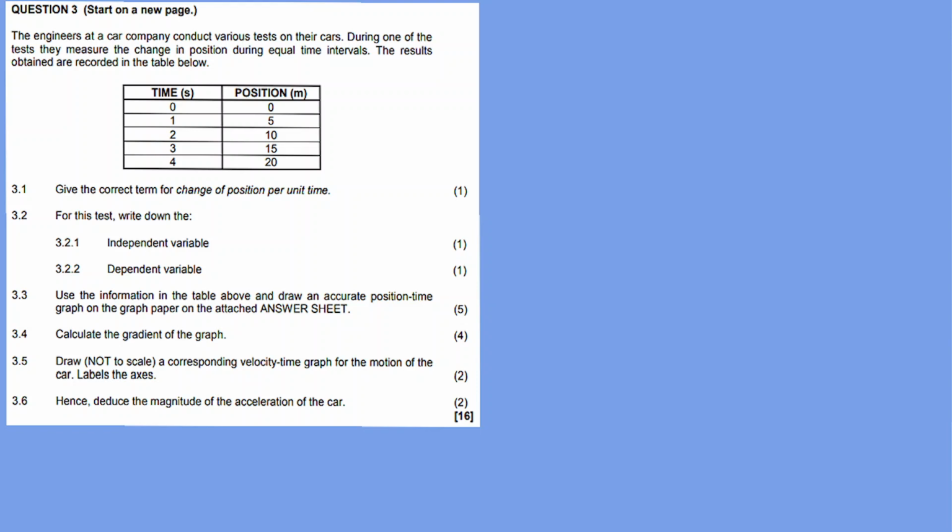What do the engineers at a car company conduct various tests on their cars? During one of the tests, they measure the change in position in equal time intervals. The results obtained are recorded in the table below. So maybe let's say a company is about to design a new car model.